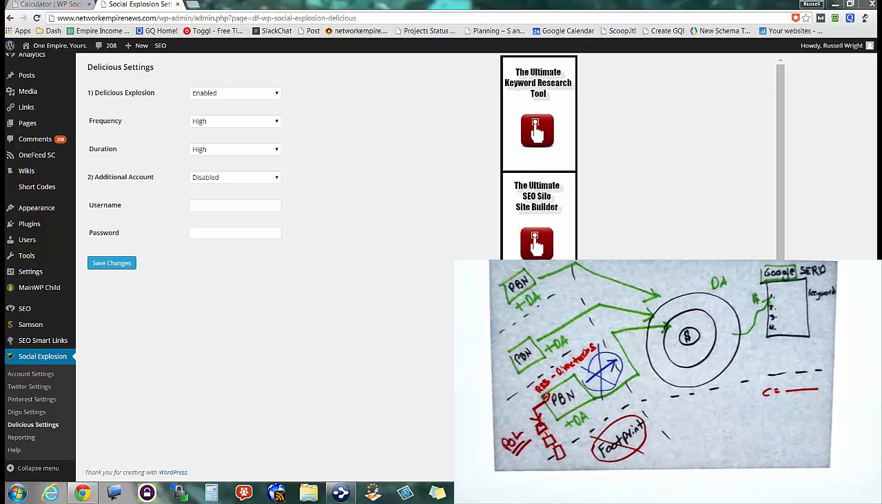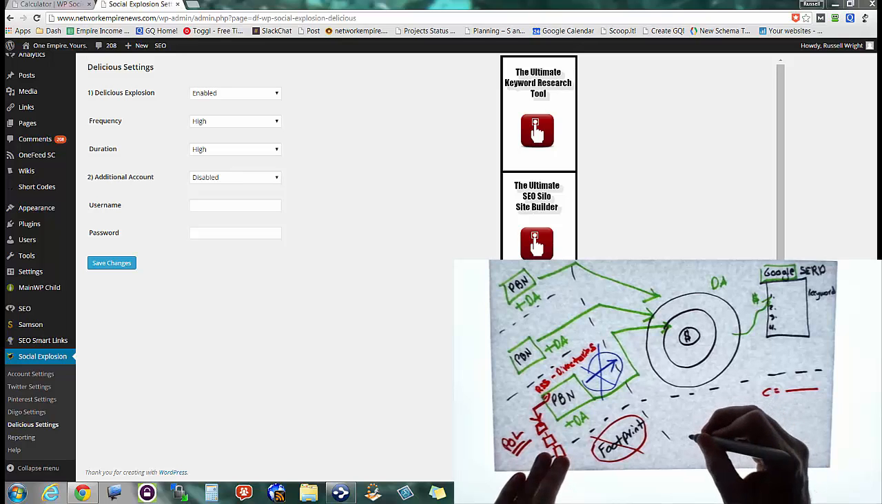Okay, and there's all kinds of things you can do. But more importantly, what I'm trying to get across here is that social explosion, the whole network of sites that we showed, is universal.